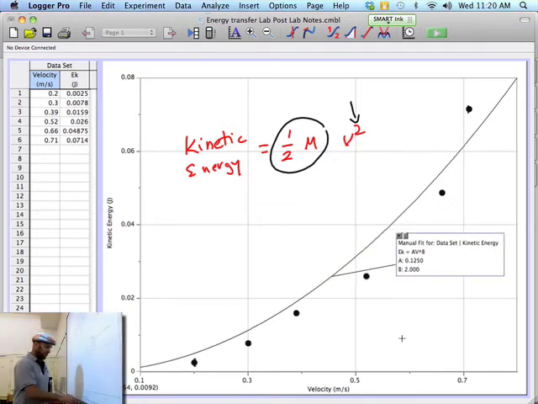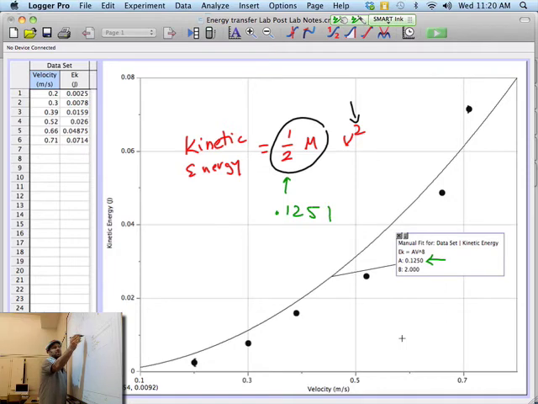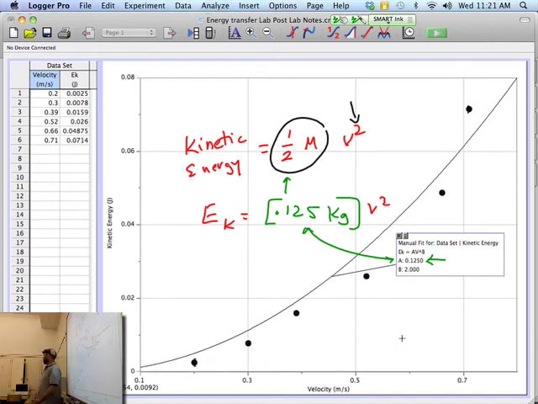Because I can just prove it to you. Looking at this slope, actually it's not a slope, my bad. It's a coefficient for that curve. So since it's not a line, it's not a slope, right? But this coefficient that you put in this equation here is 0.125. And obviously that's kilograms because it's half the mass of our car. And I'll just copy down the v squared equals EK. And looks really good. Are you guys cool? So we verified our equation.